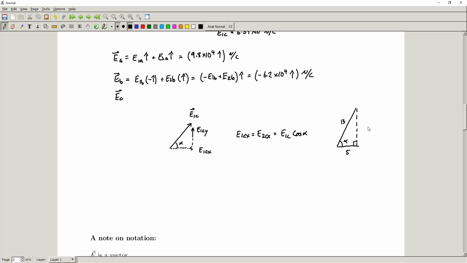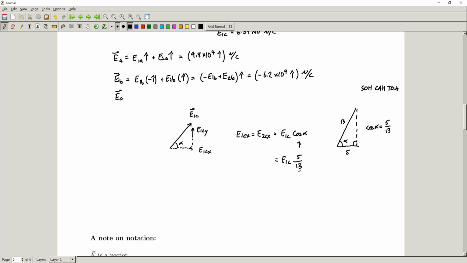But since we know that the cosine of alpha has to be equal to, well, from our little mnemonic here, this is how I remember it, we know that the cosine of alpha has to be equal to our adjacent side over our hypotenuse, right? So this has to be 5 over 13. And cos of alpha is exactly what we need, so we can just plop that in here. So this is just going to be E1c times 5/13, right?